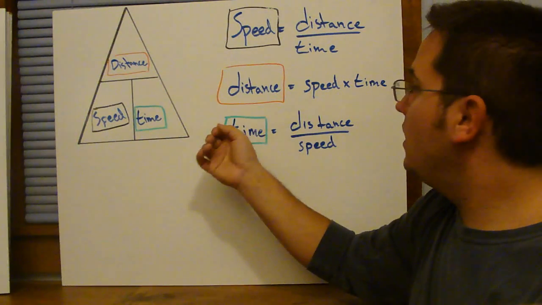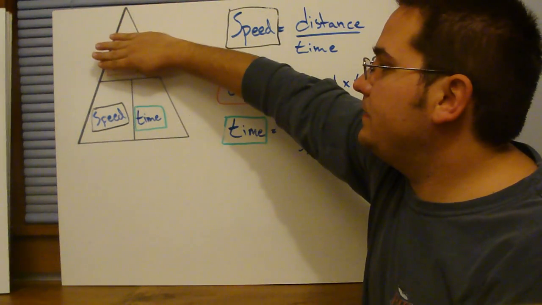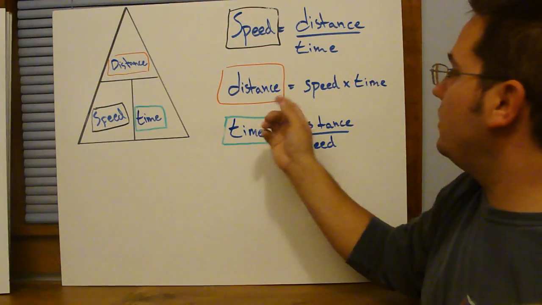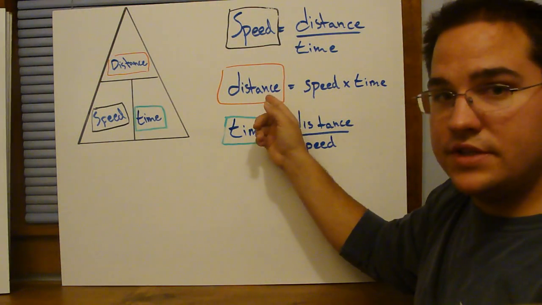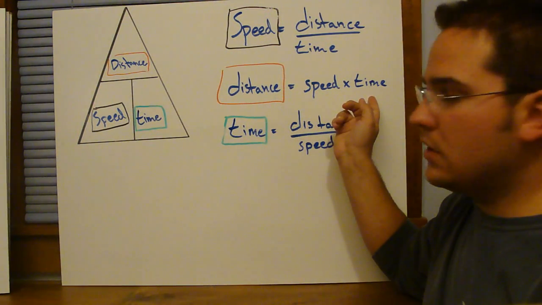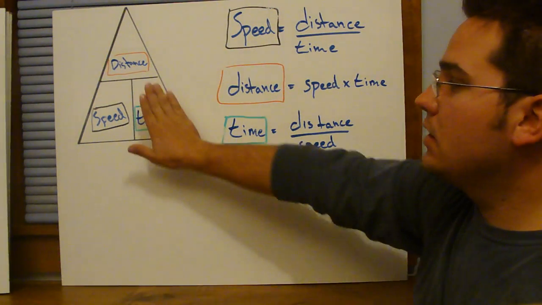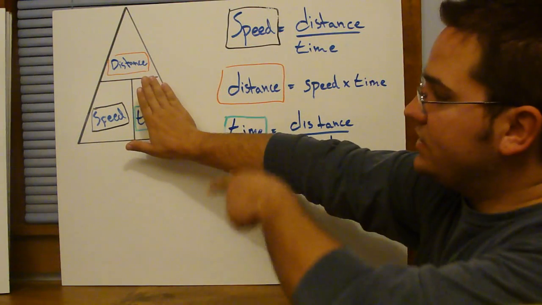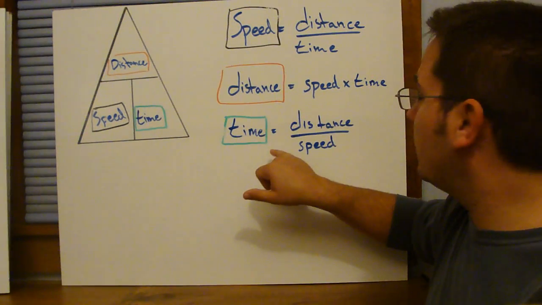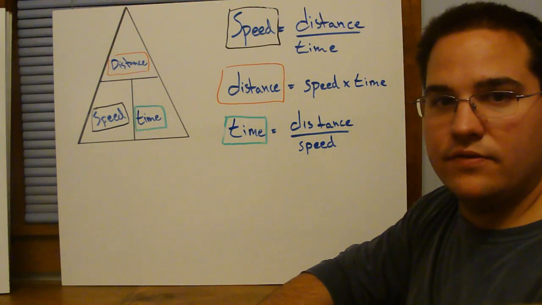Now what if we had to solve for distance? Cover up distance. You see that speed and time are left on the bottom. So if we're solving for distance, we're going to take speed times time. Alright? If we need to solve for time, cover up time, what's left? We've got distance and speed. So for solving for time, we're trying to figure out how long it's been. Take the distance divided by the speed. That's our first lesson on motion.